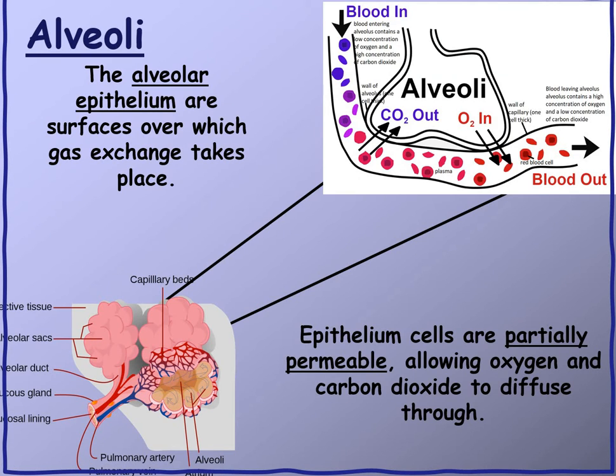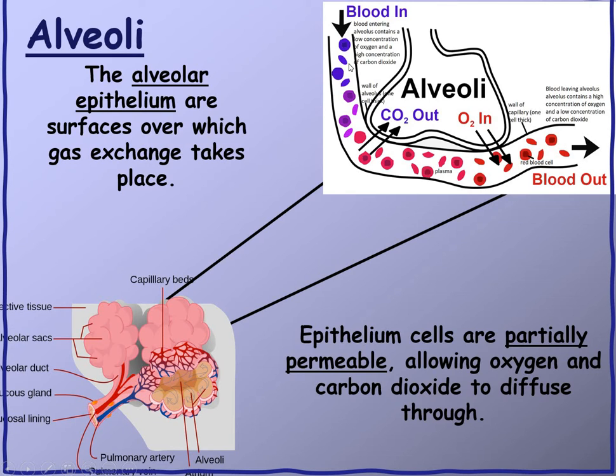So now we'll look in more detail at the alveoli. The alveolar epithelium are surfaces over which gas exchange takes place. And epithelial cells are partially permeable, which allows oxygen and carbon dioxide to diffuse through them. You can see here in this diagram of the alveoli, carbon dioxide will diffuse out of the plasma into the alveolus, and then oxygen will diffuse from the alveolus into the blood, to the red blood cells.